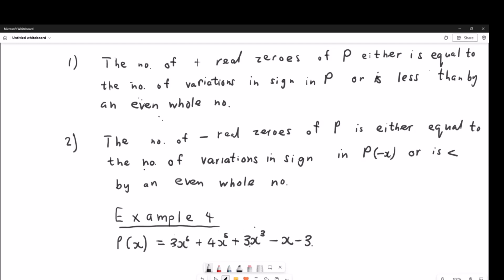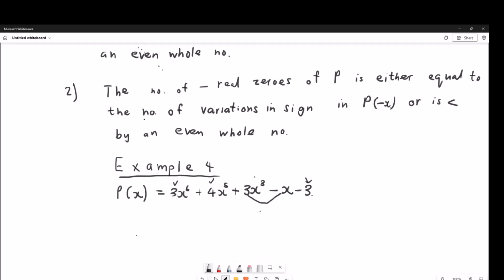3 is positive. Look, there's one variation in sign here. It is arranged in descending order. There's nothing to compare this one with here. So you can see that 3 is positive, 4 is positive, 3 is positive, minus 1, it's negative. So you have one variation in sign. Okay?